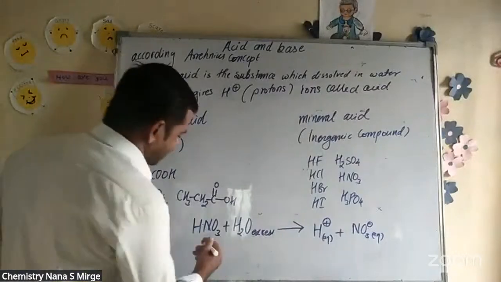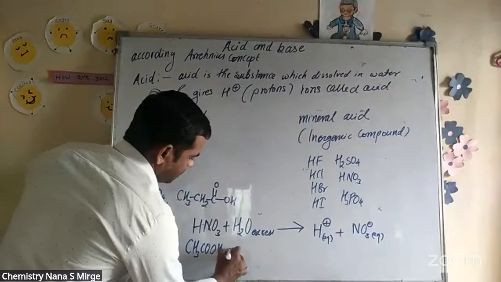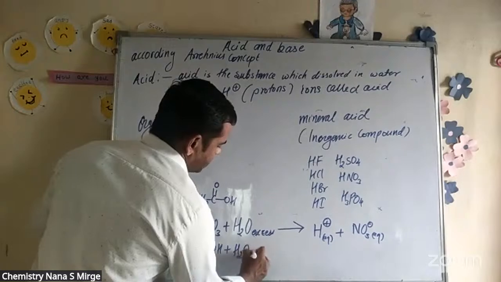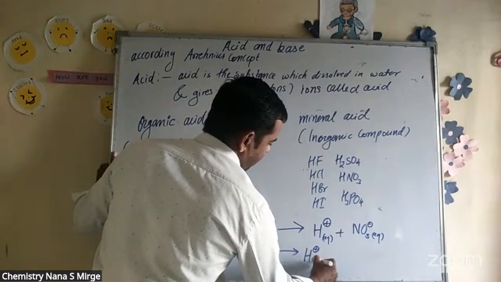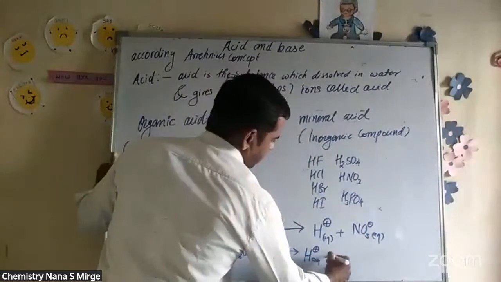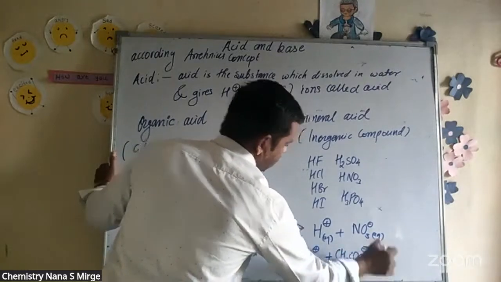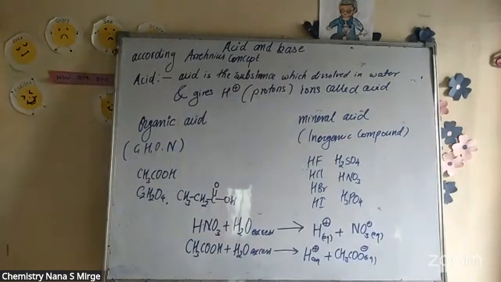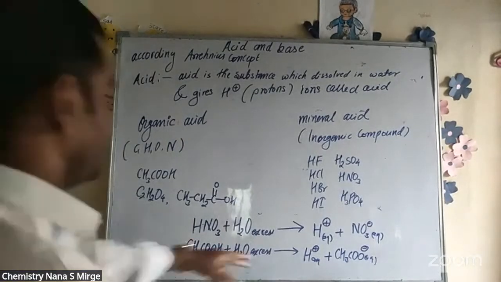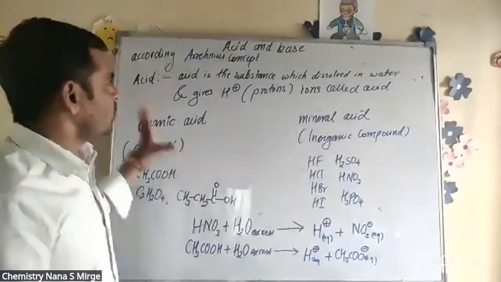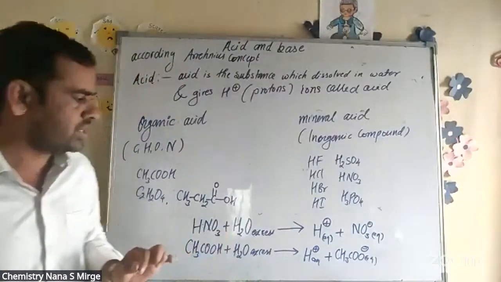Again, an example of an organic acid is CH3COOH, acetic acid. You dissolve it in an excess amount of water, and it gives H plus ion in aqueous form and CH3COO negative aqueous ion. So when you dissolve an organic acid, it gives H plus ion and COO negative ion. So all of these are acids according to the Arrhenius concept. A very simple concept.